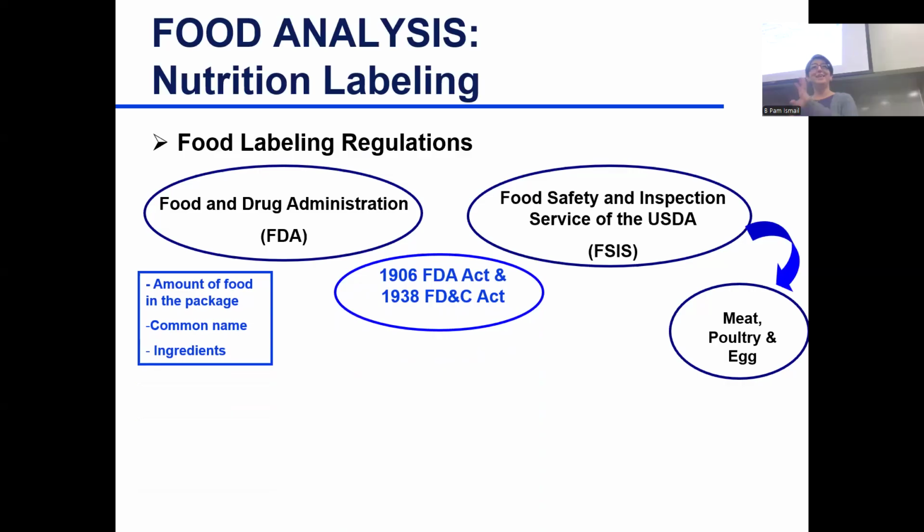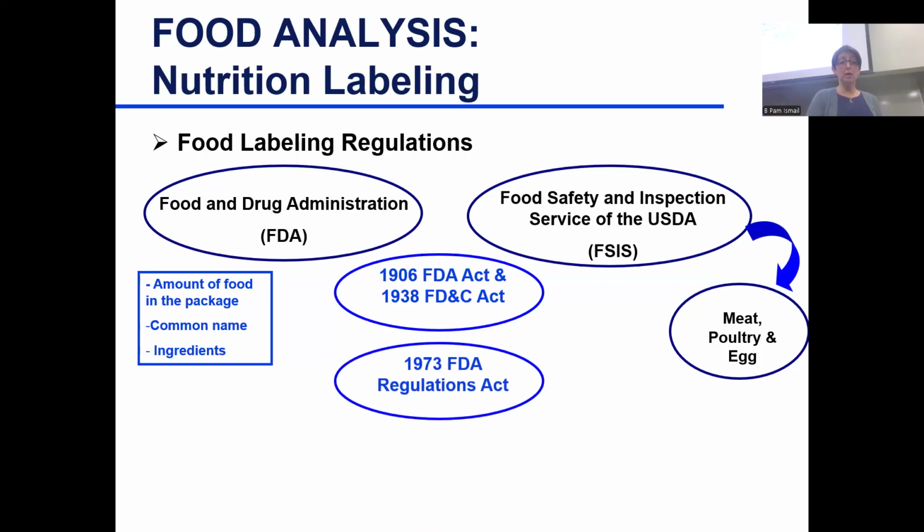Now, if we think about over 100 years ago, what they did on the label of the food, you were required, of course, to put the amount on the package and the actual name of the food. Is it cheese, not just the brand name? So you have to put the common name and then the list of ingredients. That was based on these older acts.